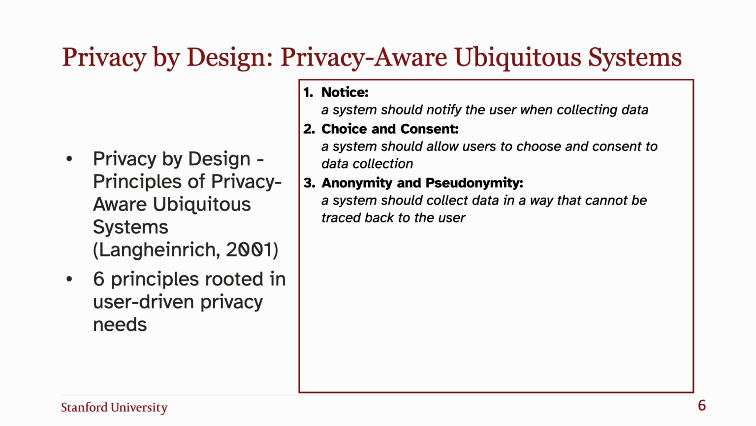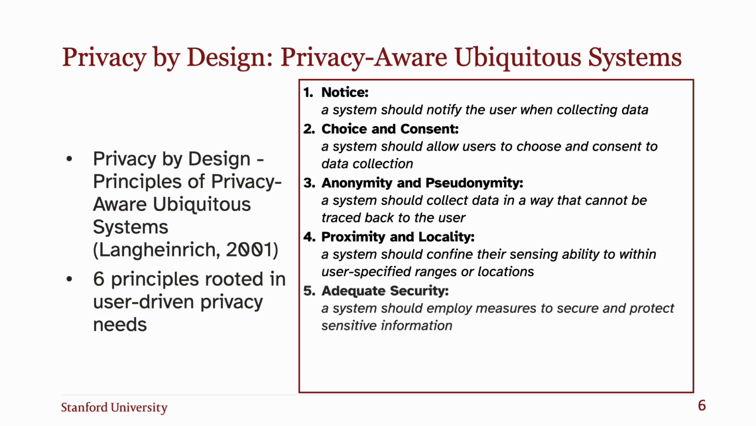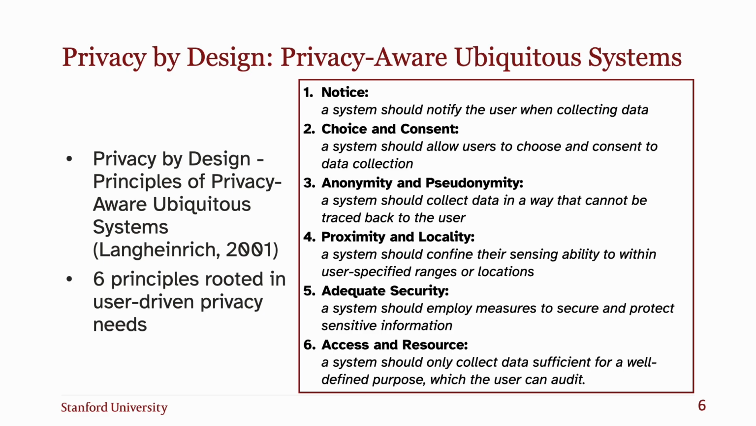Anonymity and pseudonymity, where a system should be able to collect data in a way that cannot be traced back to the user. Proximity and locality, where a system should confine their sensing ability to within a user-specified range or locations. Adequate security, where a system should employ measures to secure and protect sensitive information. And access and recourse, where a system should only collect data sufficient for a well-defined purpose which a user can audit.